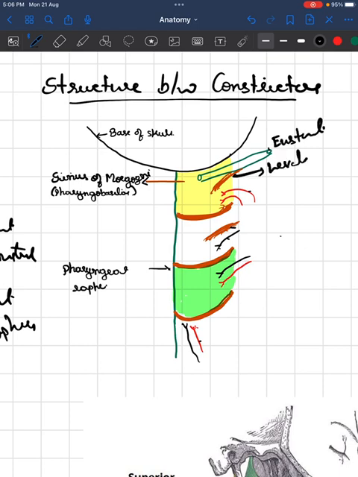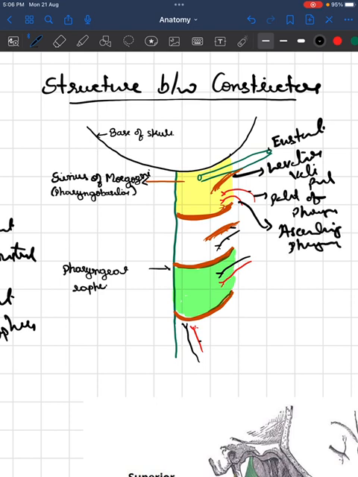levator veli palatini, palatine branch of the ascending pharyngeal artery, and the ascending pharyngeal artery. These are the main structures present in the sinus of Morgagni.